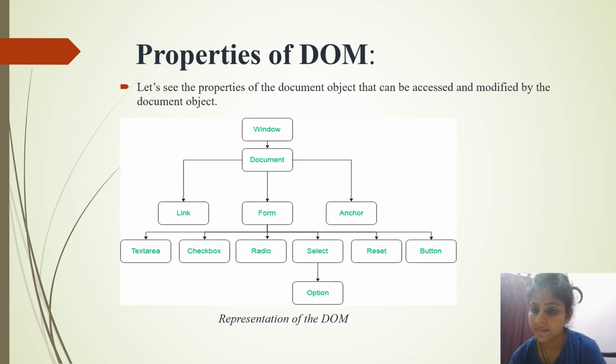Properties of the DOM. Let us see the properties of the DOM now. Let's see how the document can be accessed and modified through the document object. Here we have window, document, link, form, anchor, text area, checkbox, radio button, select button, reset button, and then buttons. We have options, right? So if the properties of a DOM can be represented in this structure form, that is called a representation of the DOM.